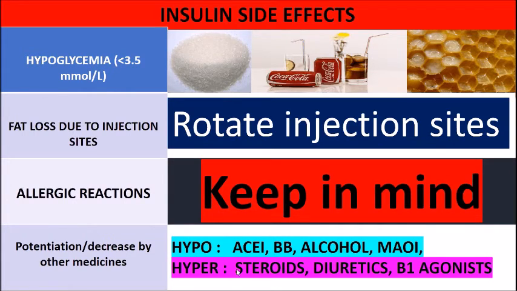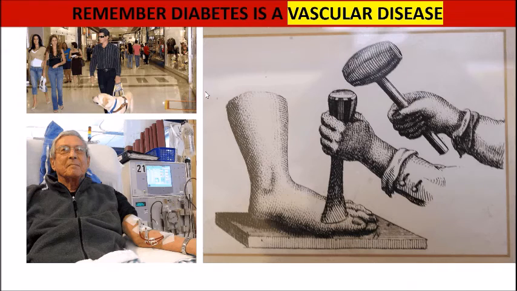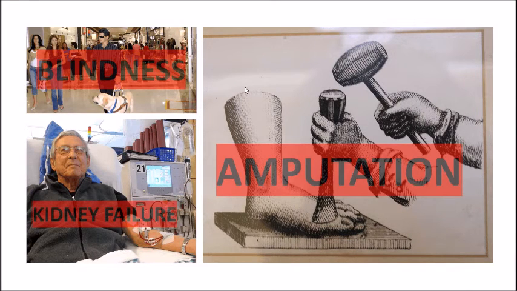and also hyper: steroids, diuretics, and beta-2 agonists basically antagonize the effect of insulin, which means you need to take more insulin. Also, beta blockers cause the masking of tachycardic symptoms, which is a symptom of hypo. And then the need for insulin is increased at times of stress, trauma, surgery, and if someone has fever or infection. And the insulin need could be reduced if someone has vomiting or diarrhea, because it could be lost through vomiting or diarrhea.